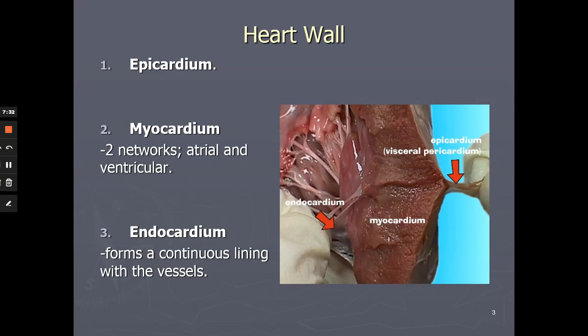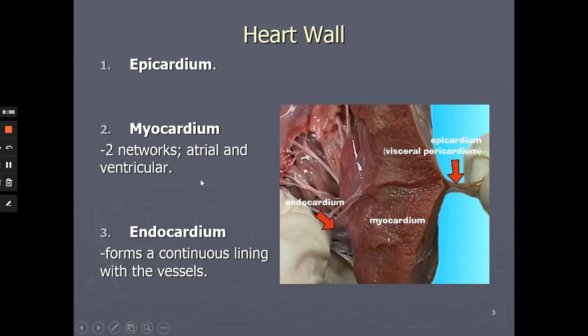Okay, working our way in, we're going to come to the myocardium. Anytime you see MYO as a prefix, that's going to tell you muscle. So myocardium is the muscle layer. Okay, it's the muscle layer that's forming the bulk of the heart wall. So right in here where my cursor is, all of that is the myocardium, made up of muscle fibers.